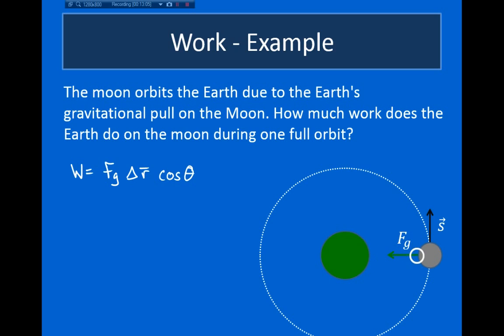Notice the gravitational force is always perpendicular to the displacement. If the moon has a circular orbit, then at this point my displacement points vertically upwards, and the gravitational force points like this. If, for example, the moon's up here, the displacement, like my velocity at this point, would point over like this, and the gravitational force points down. So the gravitational force and the displacement are always at 90 degrees. So the cosine is always cosine of 90 degrees. So the work that's done by the gravitational force of the Earth on the moon is always 0.